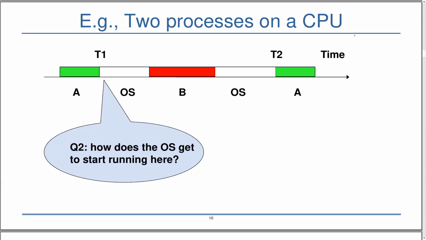The second question is, how does the OS get to start running here? Somehow, I guess, we want to switch at some point from the process to the operating system. So how do we actually get the OS to start running, especially if there is an error? What are we going to do, right? What is the mechanism for that?